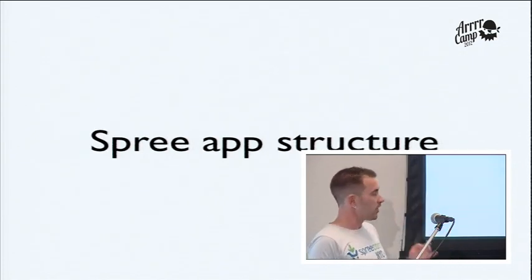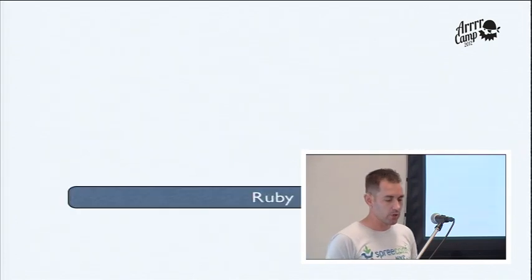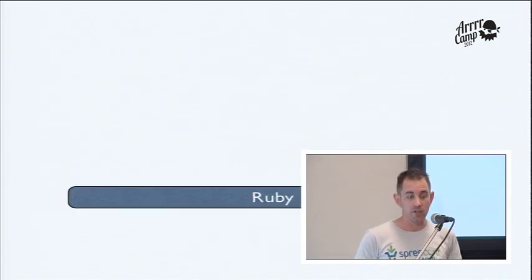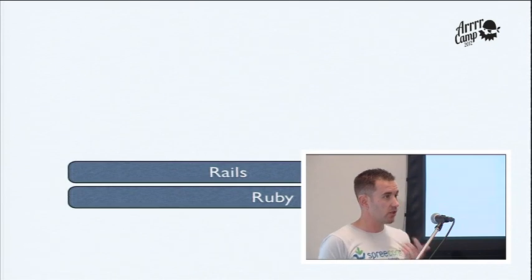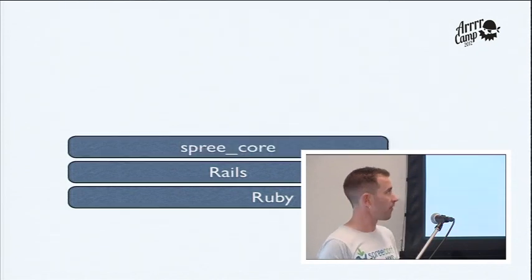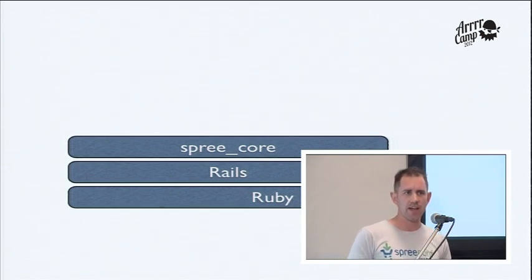So what is the typical Spree structure? How do you set up Spree? Well, Spree is actually just an engine. So you need Ruby, you need a Rails app, and then on top of that, Spree has a lot of its own engines inside. SpreeCore is the main engine that you need, with all the models and some views.